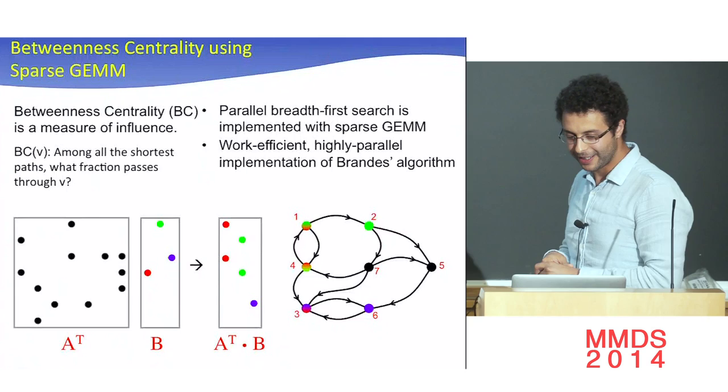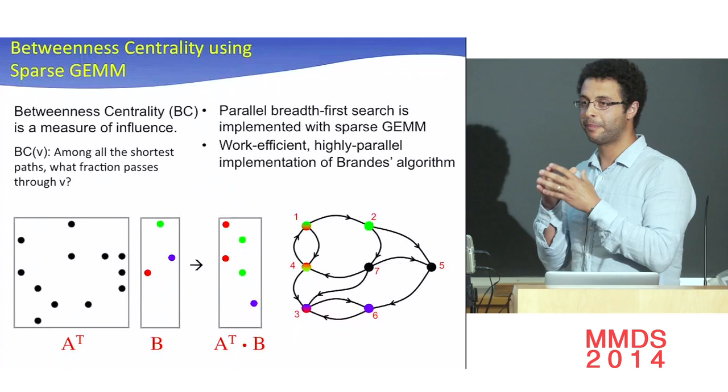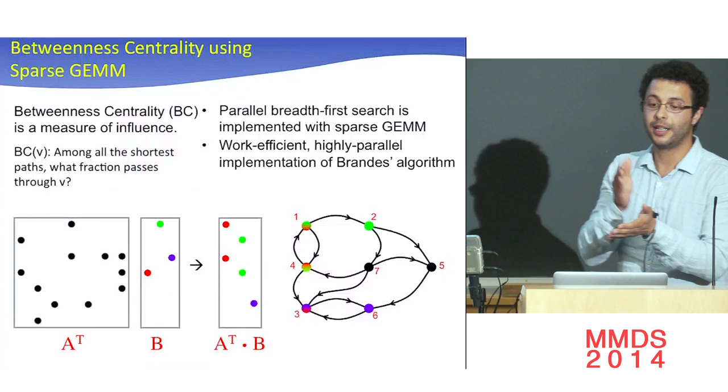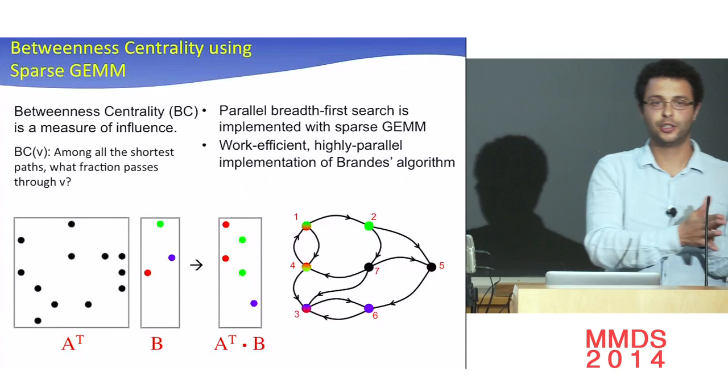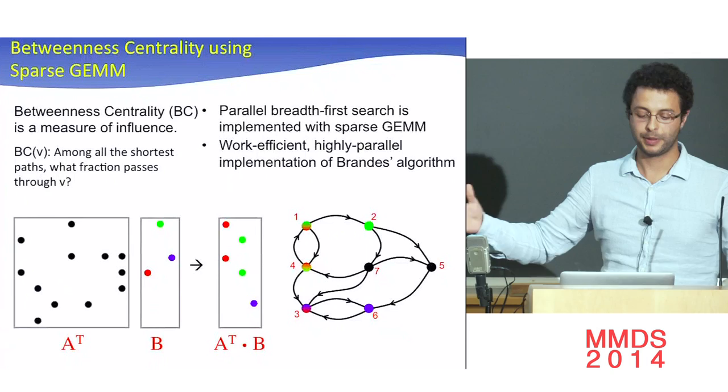The workhorse of this algorithm is really doing parallel breadth first searches from multiple starting vertices. Because at the end of the day, what betweenness centrality needs to do is find breadth first searches, which we call the forward phase, and then it does a tallying phase of counting, which is a backwards breadth first search. And we can do lots of them in parallel to exploit more parallelism, and that's what we call multiple breadth first searches from different starting vertices.